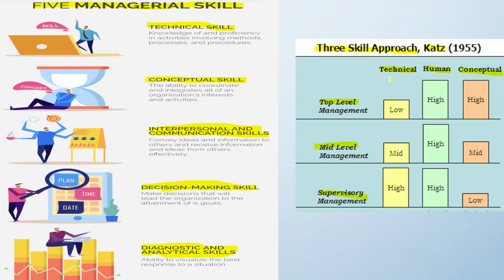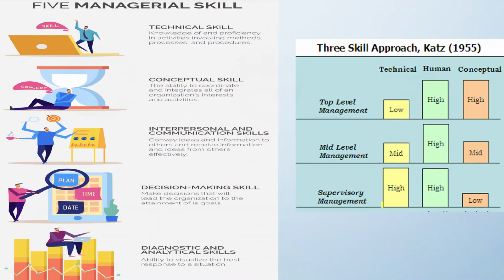Then middle level, the technical skill has to be middle level. It is okay, fine. No need to be high level of technical skill. Then middle level, human skill has to be high. Conceptual skill can be mid level, medium, because the conceptual is mostly done by the top level. Then supervisor level or lower level management, they have to be high in technical skill, high in human skill, and low conceptual skill is acceptable.